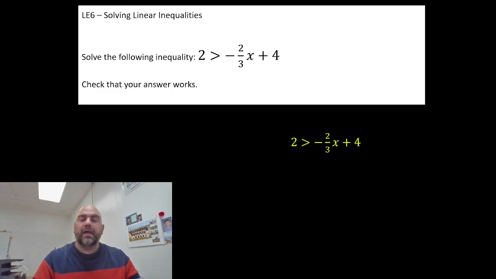Here's another one. Okay, take a look at this one, try it out. Remember what we just learned about switching the inequality. You may have to do it again, maybe. Practice it, see if it works, take a value and plug it back in to check your answer.